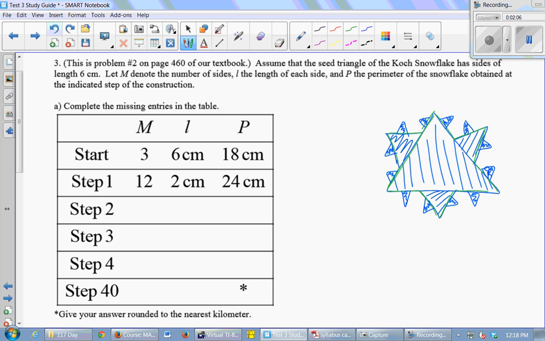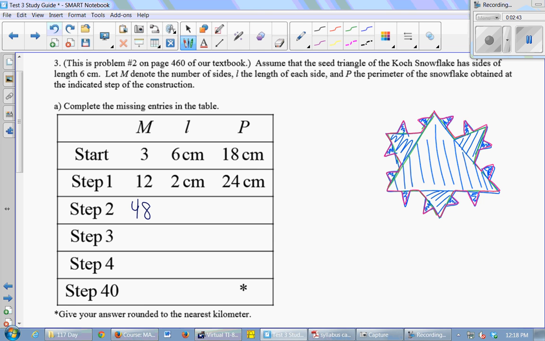okay, so how many sides does my snowflake now have? I'm going to start at the top and count 1, 2, 3, 4, 5, 6, 7, 8, 9, 10, 11, 12, 13, 14, 15, 16, 17, 18, 19, 20, 21, 22, 23, 24, 25, 26, 27, 28, 29, 30, 31, 32, 33, 34, 35, 36, 37, 38, 39, 40, 41, 42, 43, 44, 45, 46, 47, 48 sides. Okay, so over here under step 2, I'm going to put a 48 for the number of sides.